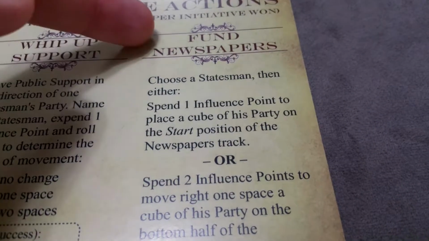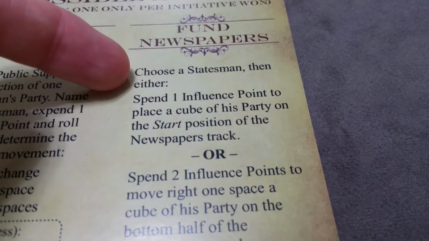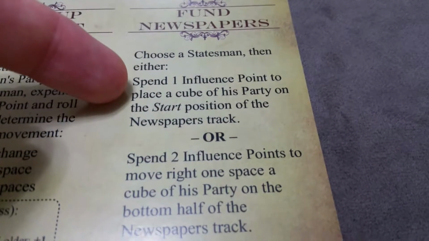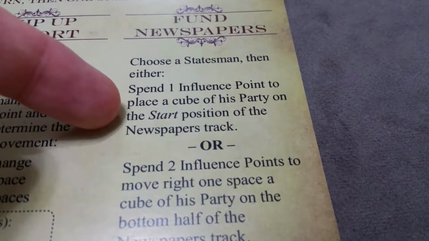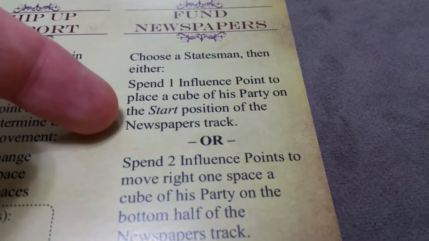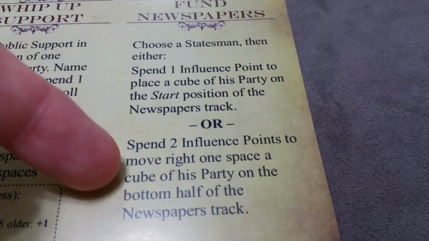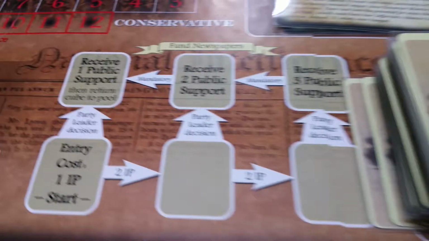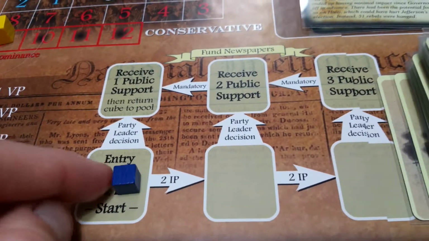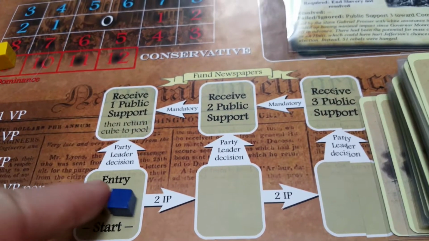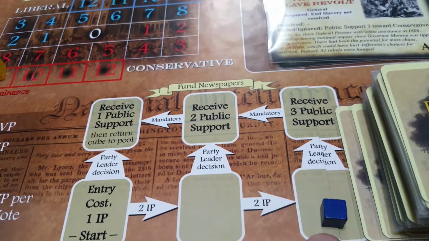And the last action you can do is to fund the newspapers. This is how cubes get on the newspaper track. You choose a statesman, and then you can do one of 2 things. You can spend 1 influence point to place a cube of his party on the start position, or you can spend 2 influence points to move a cube of their party right 1 space. So you can see, 1 IP to place a cube there, or if a cube was already there, you could spend 2 to move it here. Or if a cube was there, you could spend 2 to move it there.